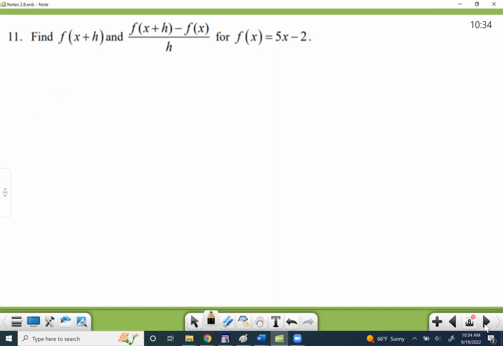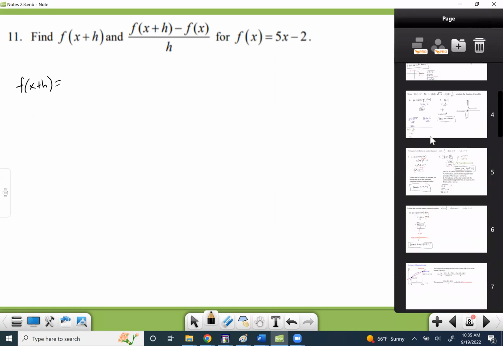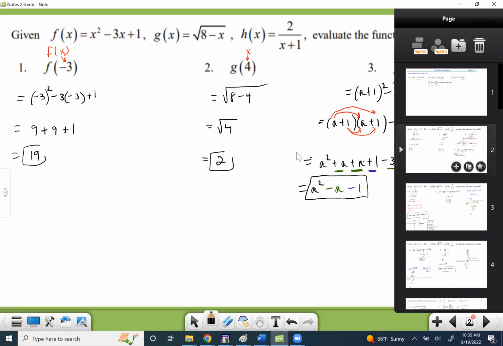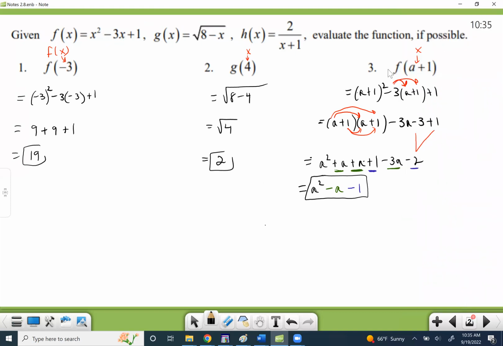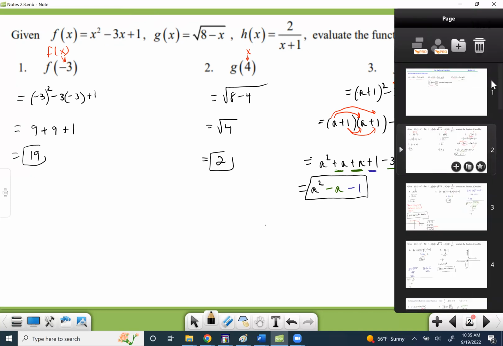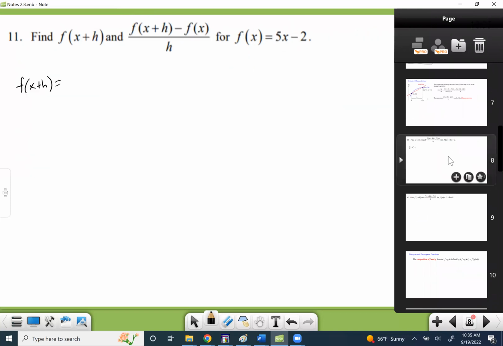So it says find f of x plus h. Now remember, we did a problem a while back that's very similar to this, okay? If we go back to the very beginning and we look here on this page, this one over here says f of a plus 1. And it was kind of strange, but anything that's inside of the parentheses is x. So we had to plug an a plus 1 in everywhere where we saw an x up here on f of x. Well, we're going to do that same exact thing here, okay? So you've kind of already done this.